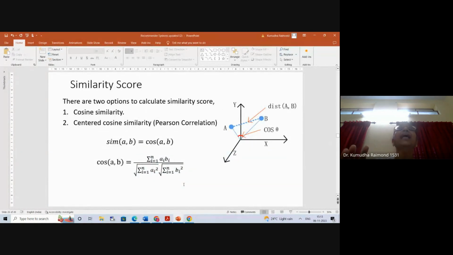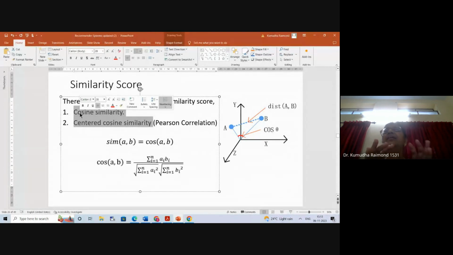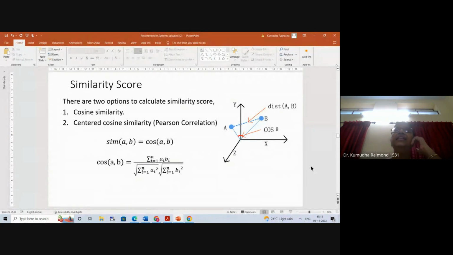What is the formula for calculating the similarity score? It is to find out how much a particular person likes a particular item. So I'm trying to find a similarity score, for which I'm going to use cosine similarity. There is also centered cosine similarity. There are two types of similarity calculations, which I will explain, and then I'll give you a short assignment: cosine similarity and centered cosine similarity.